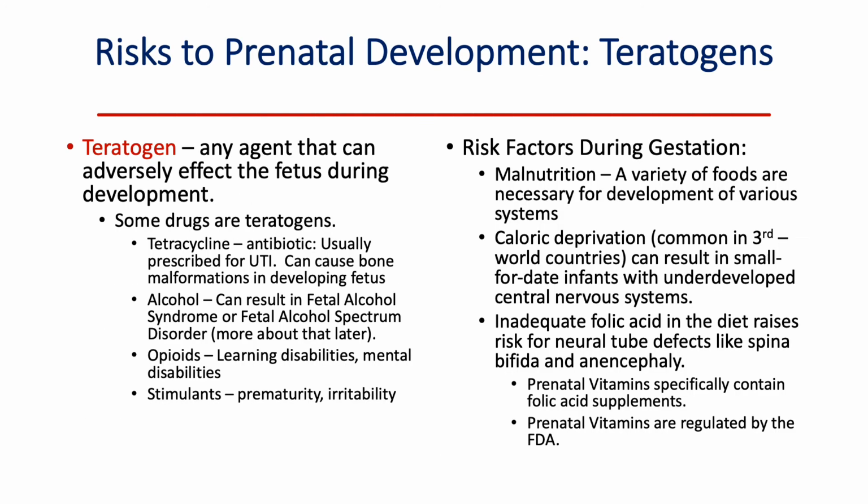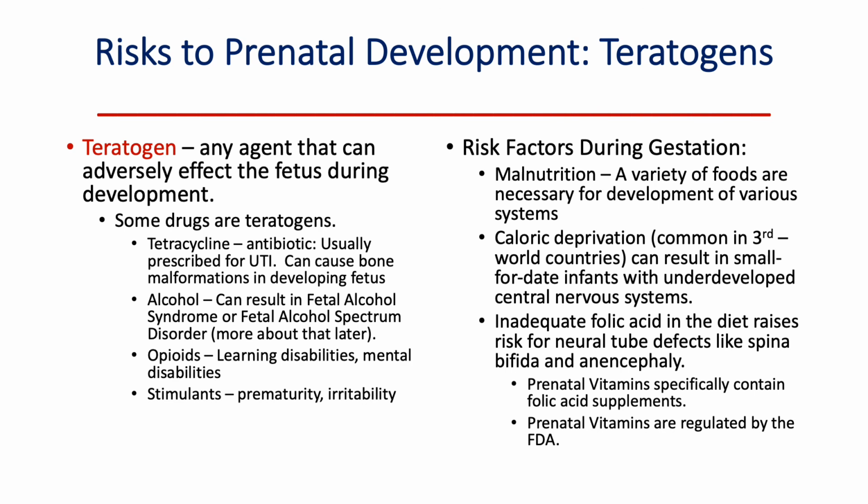Now we can look at some threats to a healthy baby, and these are referred to primarily as teratogens. A teratogen, the way you're going to see it on the test, is any agent that can adversely affect the fetus during development. So we usually think of teratogens as drugs, but they're not necessarily always drugs. Some remarkable ones, the most common ones these days, are alcohol, which can result in either fetal alcohol spectrum disorder or fetal alcohol disorder. We'll talk about that a little bit later.